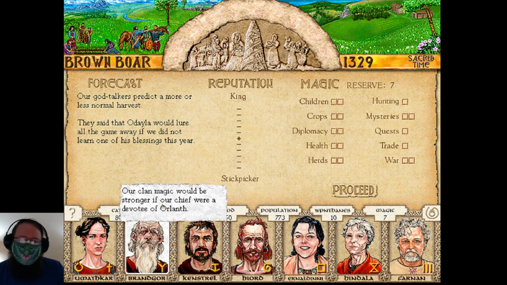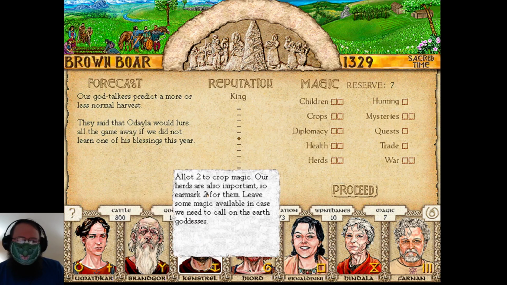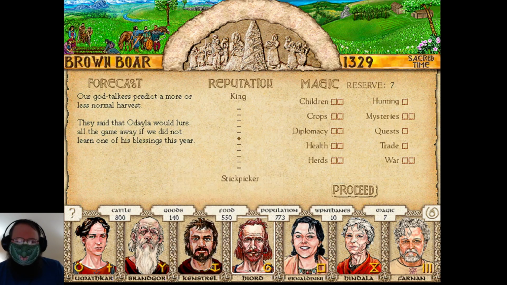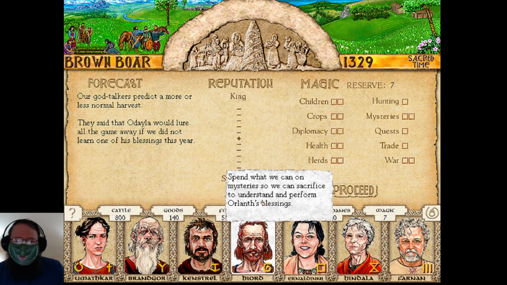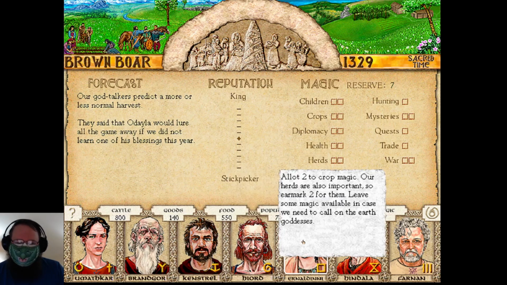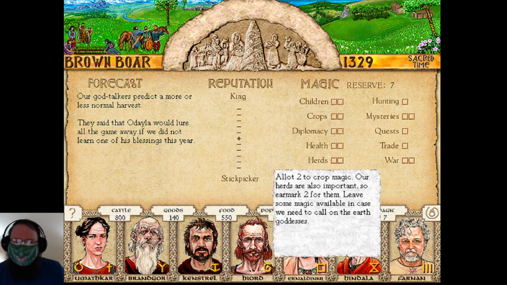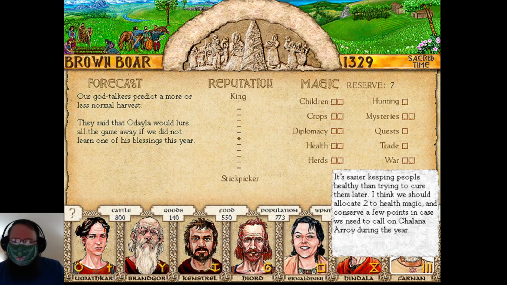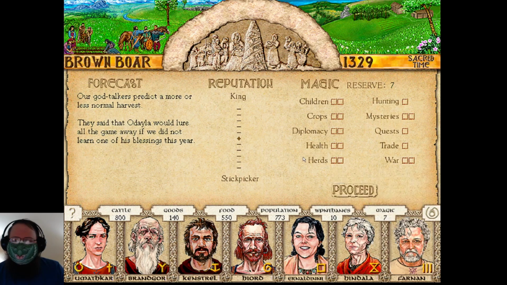That is one thing I learned. If your chief is a follower of your main deity, you get more magic. 2 to crop magic, and herds also 2 for them. Leave some magic. Summon mysteries, not going to do that right away. Also crop magic and herds. It's easier keeping people healthy than to cure them. I think 2 to health magic and conserve a few points.